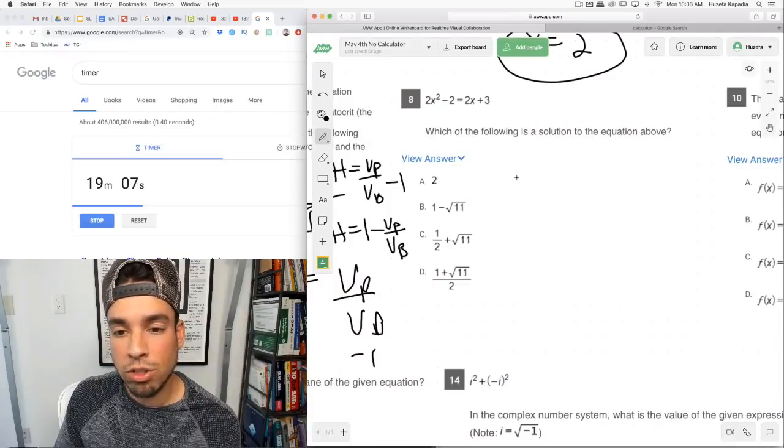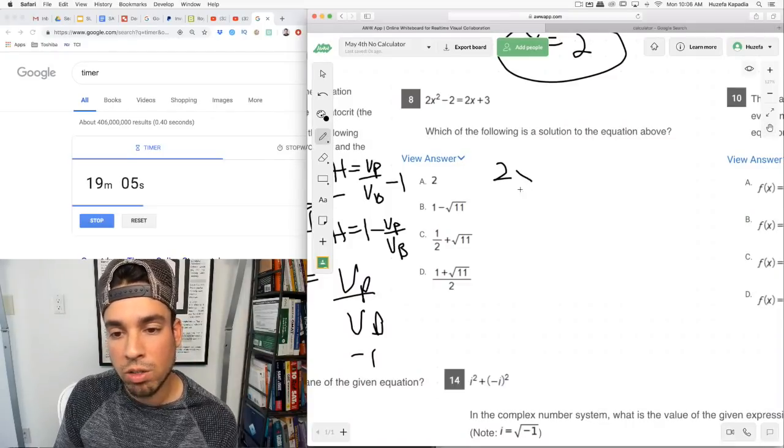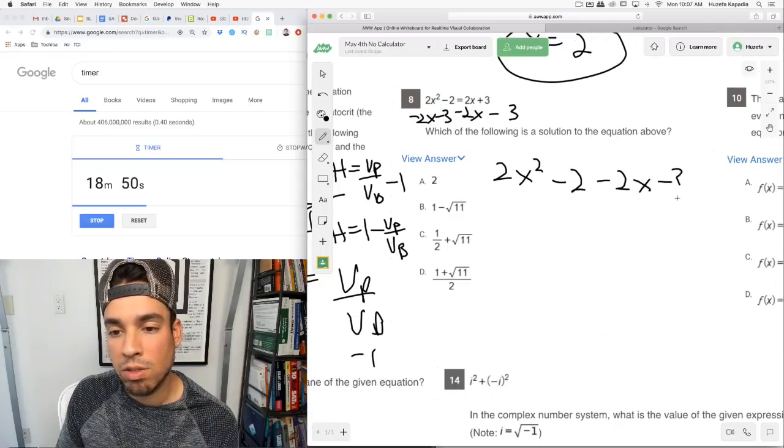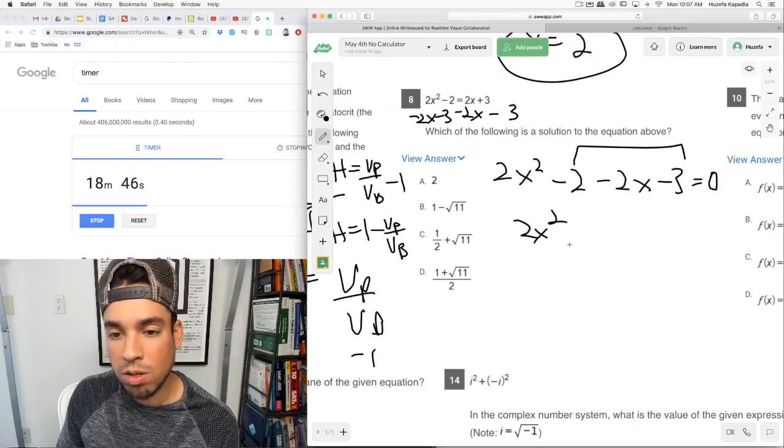Which of the following is a solution to the equation above? All right, it's quadratic, so let's get everything on the left side. I'm going to subtract 2x and subtract 3 from both sides. So these guys go away. Let's keep that there. Minus 2x squared minus 2 minus 2x minus 3 equals 0. Combine like terms, and it's 2x squared minus 2x minus 5 equals 0.